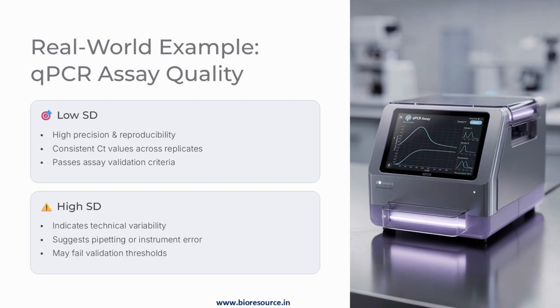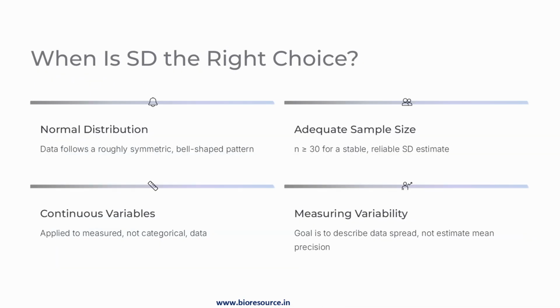So how do you avoid these mistakes? Standard deviation should be used when your data is approximately normally distributed, your sample size is sufficient, and you are working with continuous variables. If these conditions are not met, standard deviation may not represent your data accurately.